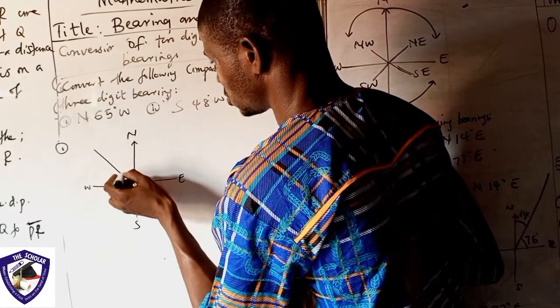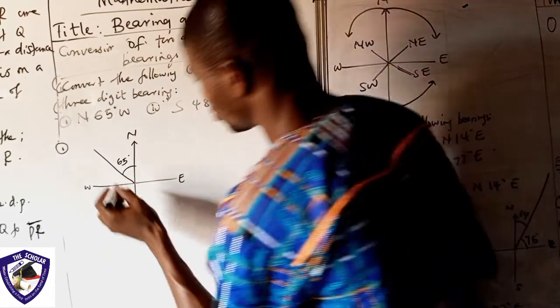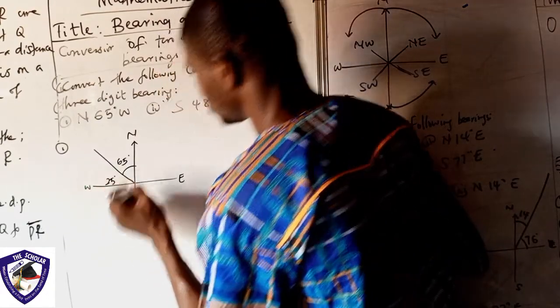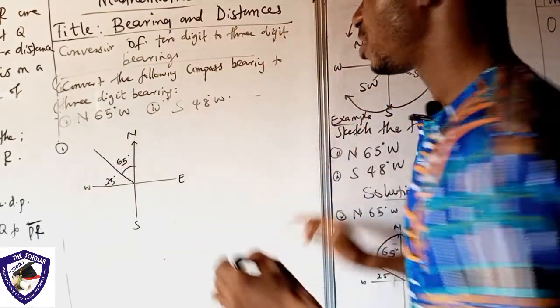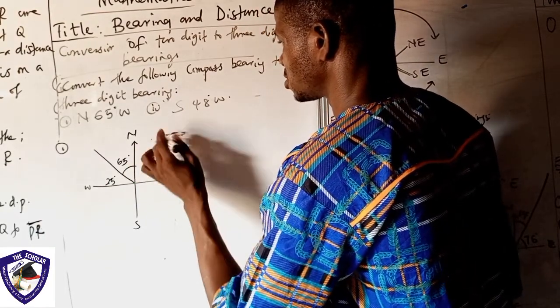You said the north to west, so the 65 will be here, while the remaining 25 will be what? Outside. So for 2-digit bearing, this is north 65 degrees west.